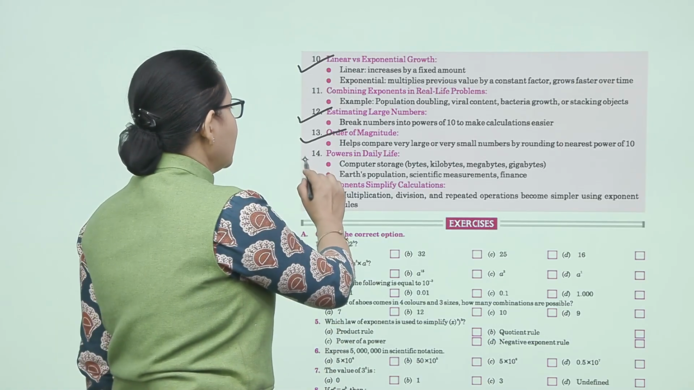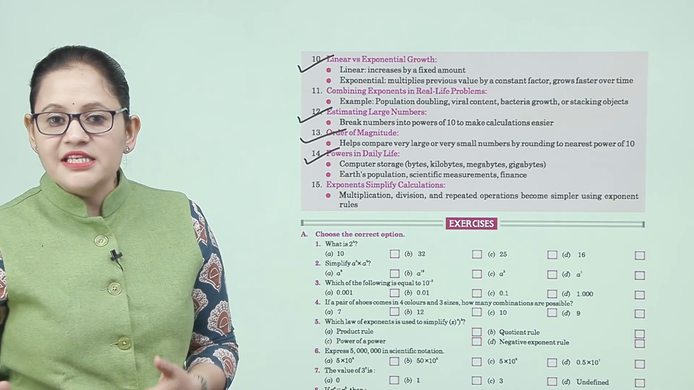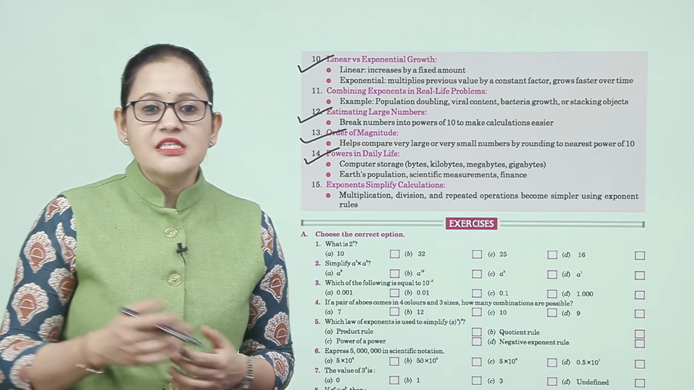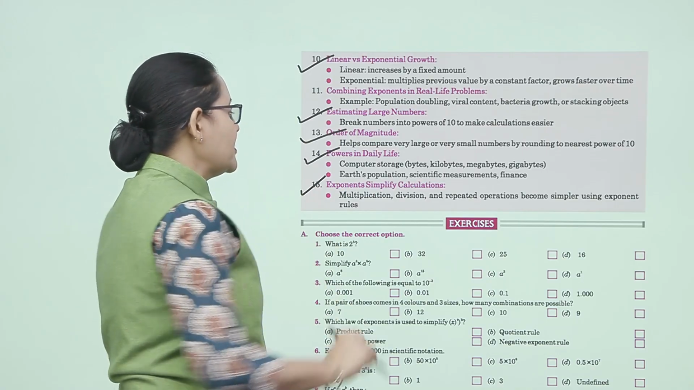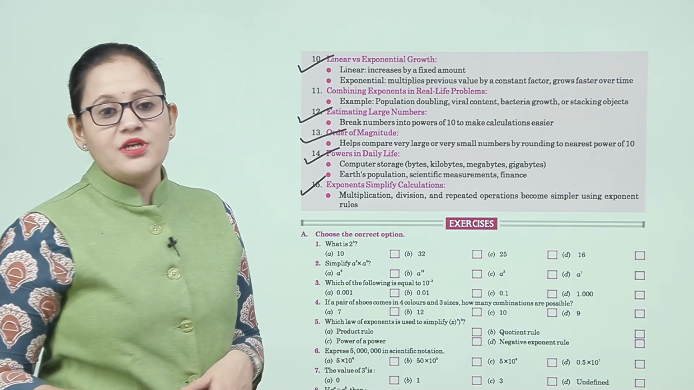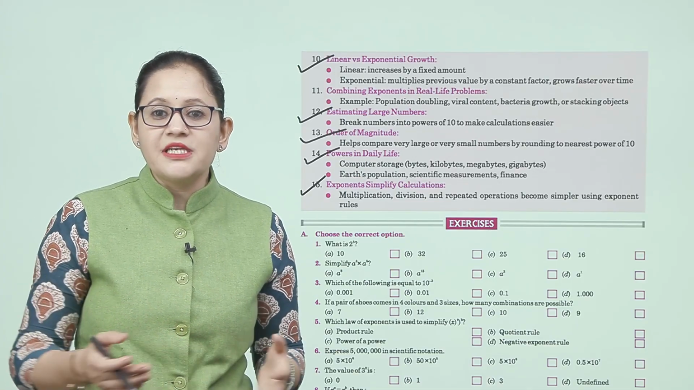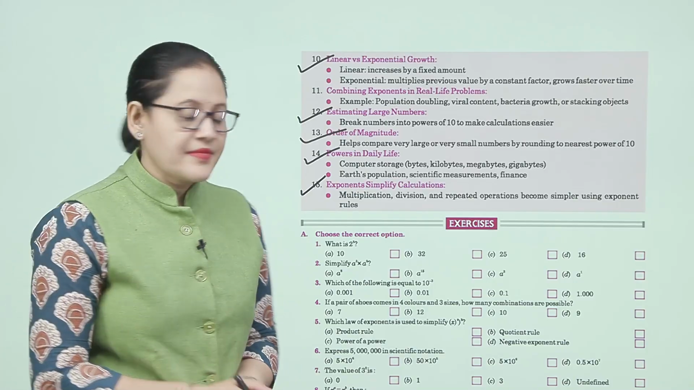Powers in daily life. Computer storage, like bytes, kilobytes, megabytes, gigabytes. Earth's population, scientific measurement, finance. Exponents simplify calculation. Multiplication, division and repeated operations become simple using exponent rules.